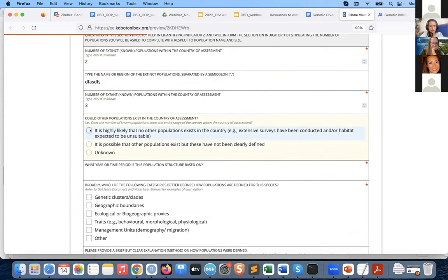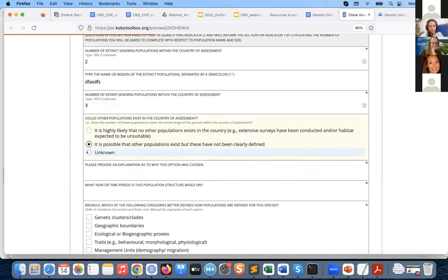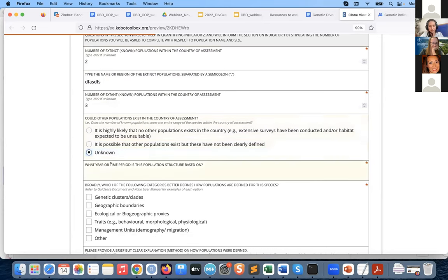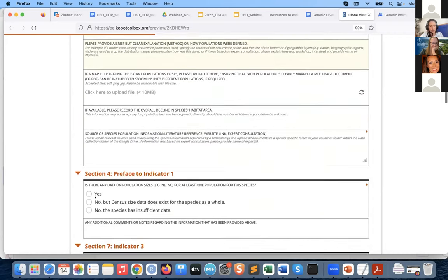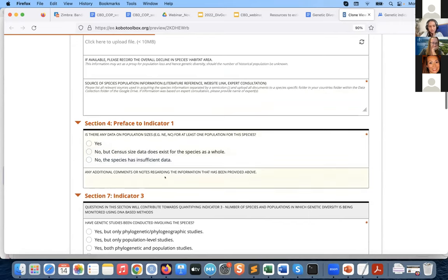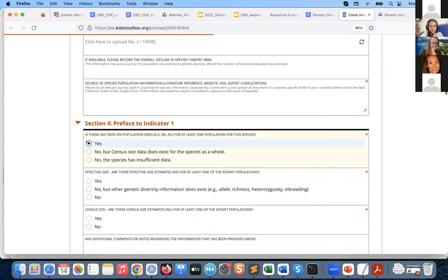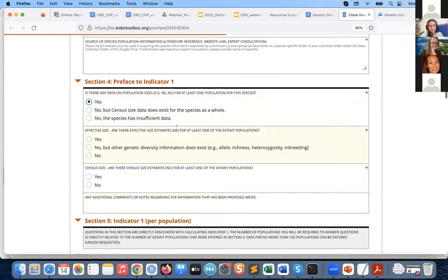And then I can select some of these answers. And as you can see, it will pop out new questions depending on what you are answering. I just want to show you quickly that it will ask you if there is any data on population sizes. I can say yes, and I can specify if this is coming from genetic studies to estimate the effective population size. And I can say no or yes.